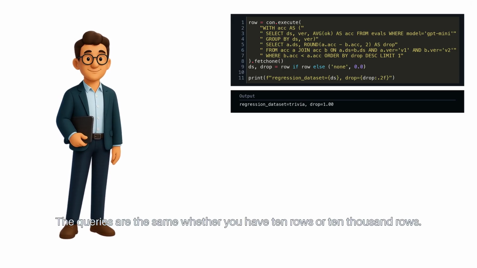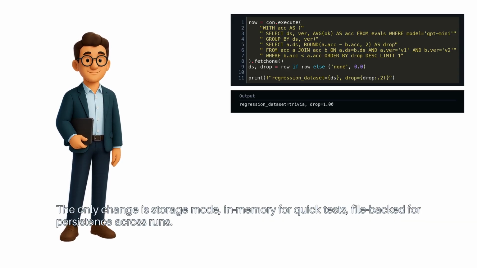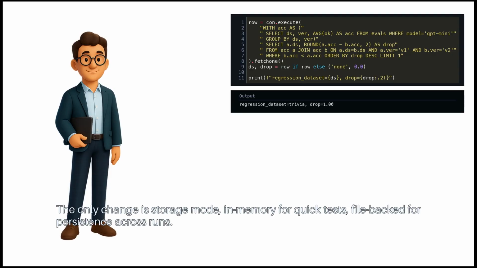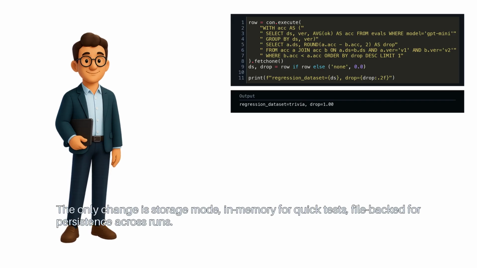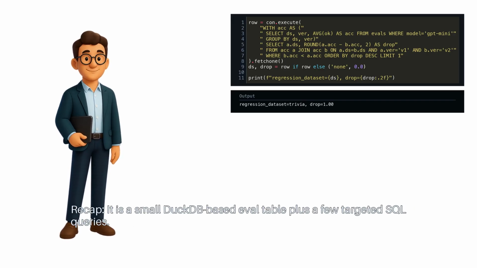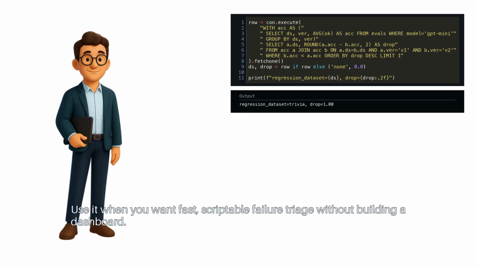The queries are the same, whether you have 10 rows or 10,000 rows. The only change is storage mode. In memory for quick tests, file backed for persistence across runs. Recap: it is a small DuckDB-based eval table, plus a few targeted SQL queries. Use it when you want fast, scriptable failure triage without building a dashboard.